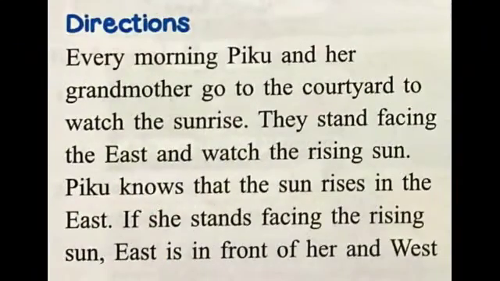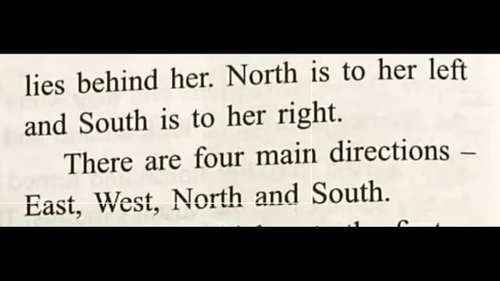Directions. Every morning Piku and her grandmother go to the courtyard to watch the sunrise. They stand facing the east and watch the rising sun. Piku knows that the sun rises in the east. If she stands facing the rising sun, east is in front of her and west lies behind her. North is to her left and south is to her right.